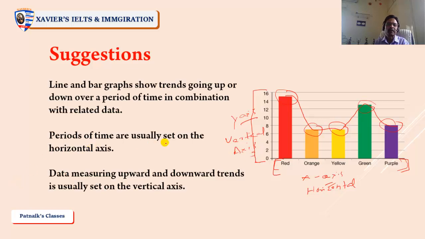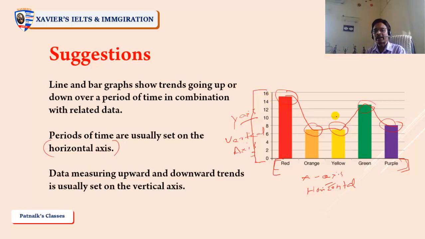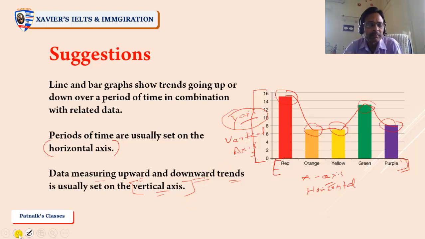Right? See, periods of time are usually set on the horizontal axis, right? On the y-axis, the figures will be there, the data will be there. Whatever data is collected during the particular time period will be displayed on the left side of the graph, right? Data measuring upward or downward, right? The upward and downward trends are usually set on the vertical axis, right? This is the vertical axis, this one. So the y-axis is the vertical axis where the data figures will be shown in the graph. So we will be planning based around these two things.